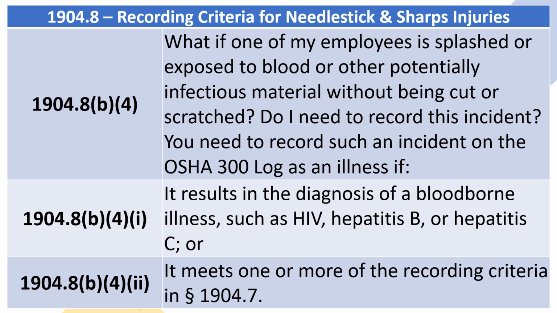1904.8(b)(4) What if one of my employees is splashed or exposed to blood or other potentially infectious material without being cut or scratched? Do I need to record this incident? You need to record such an incident on the OSHA 300 log as an illness if 1904.8(b)(4)(i) and (b)(4)(ii) it results in the diagnosis of a bloodborne illness such as HIV, hepatitis B, or hepatitis C, or it meets one or more of the recording criteria in section 1904.7.